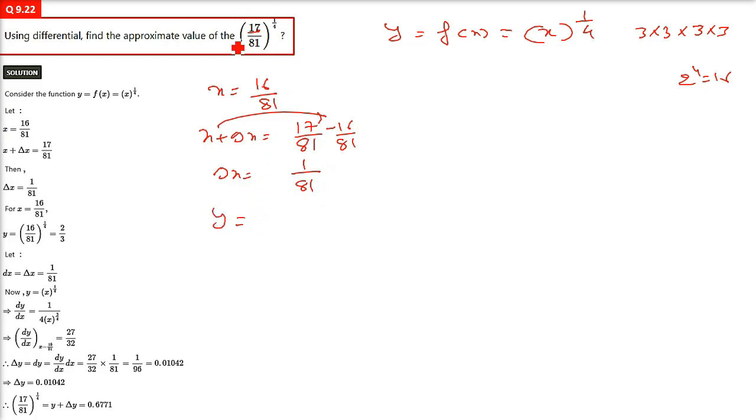Now what is the value of the corresponding y? So we have assumed 16 by 81 as x, so y is equal to 16 by 81 to the power 1 by 4. It's going to be 2 to the power 4, 3 to the power 4, to the power 1 by 4. The 4 gets cancelled, you get 2 by 3.